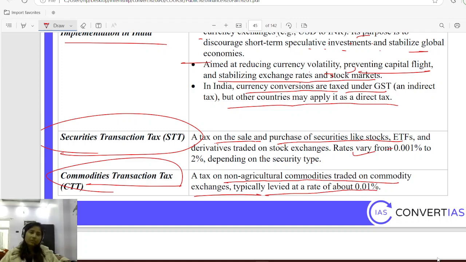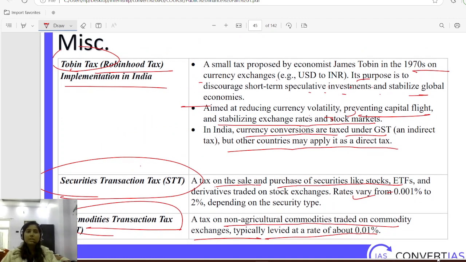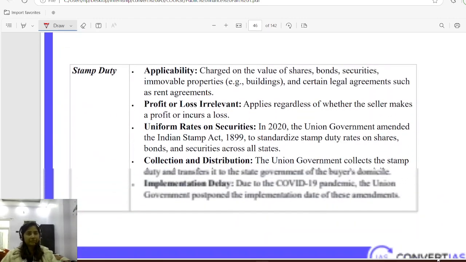See, there are different kinds of markets as well. There is a commodity market. There is a forex market. There is a share market as well. So in the share market, you are being charged STT. In the commodities market, you are being charged CTT, and in the forex market, if you are earning huge, you are charged Tobin tax. Okay, simple.